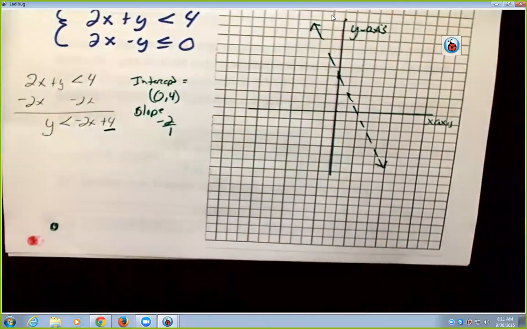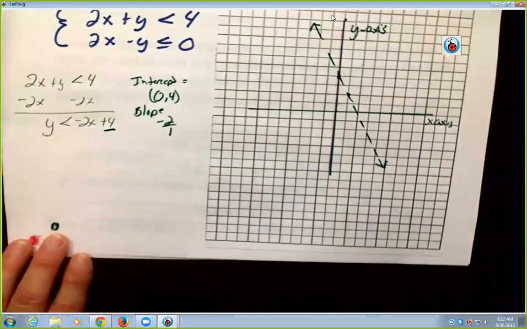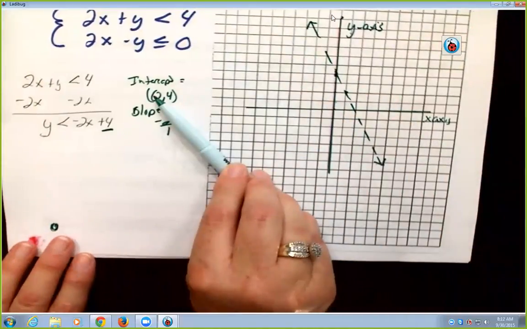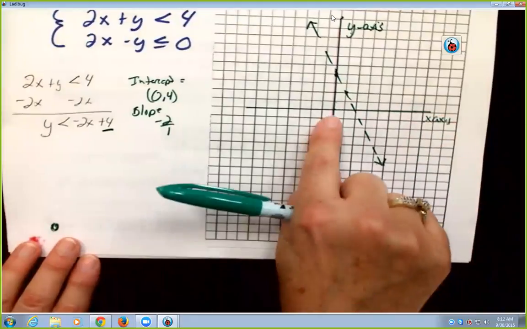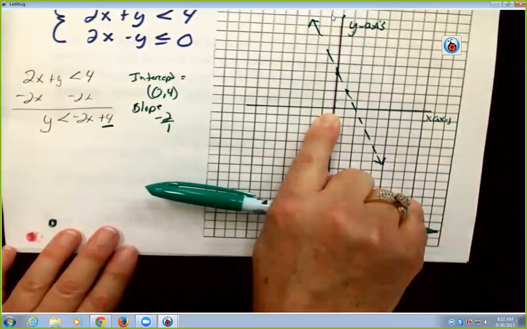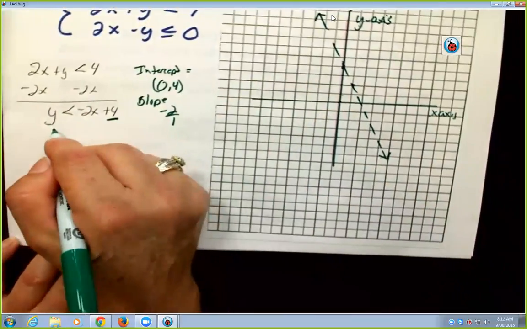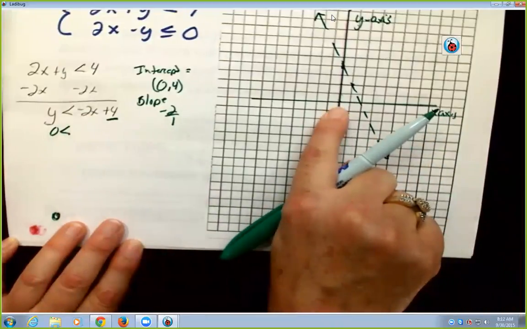Then, because it is considered to be a less than, I'm going to shade. This part is above the line. This part is below the line. I would shade below the line. The test point comes in of 0, 0. And because 0, 0 is on this side of the graph, if this came out to be true, then I would know that that is the side that I shade.